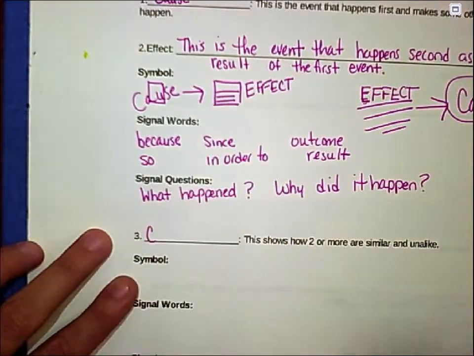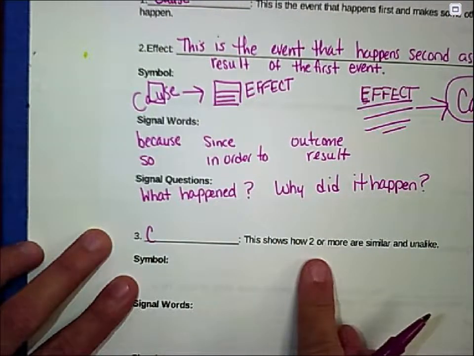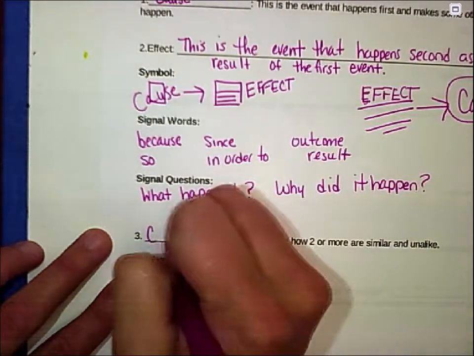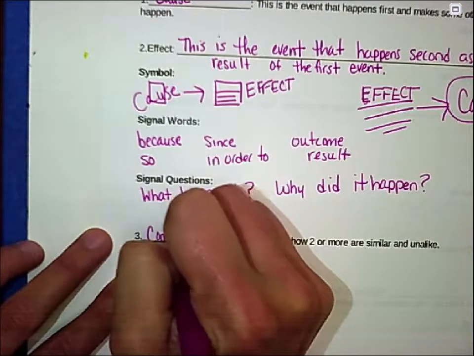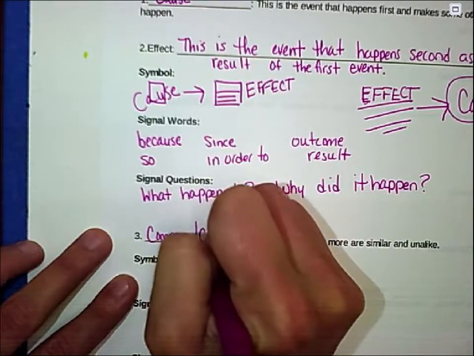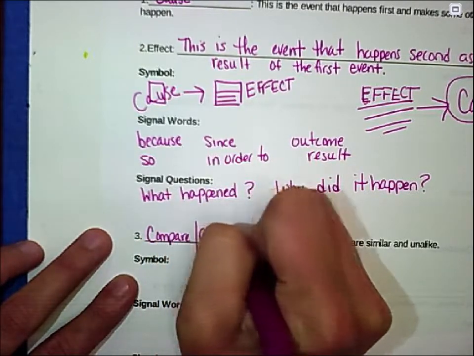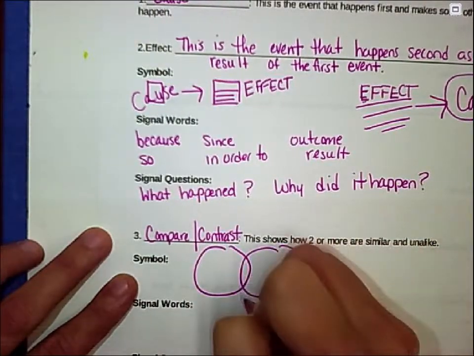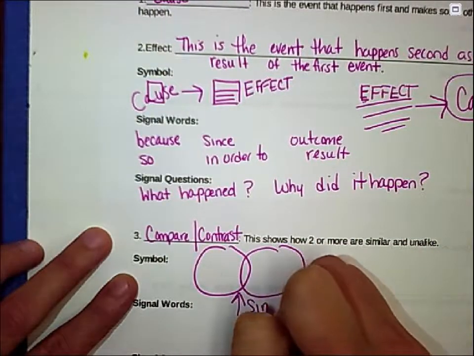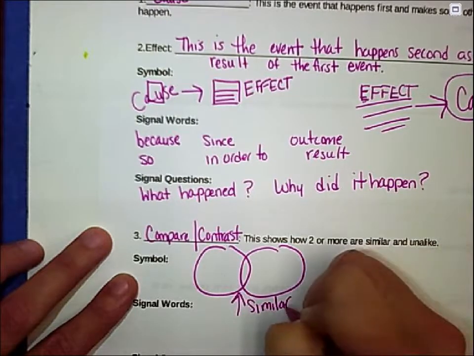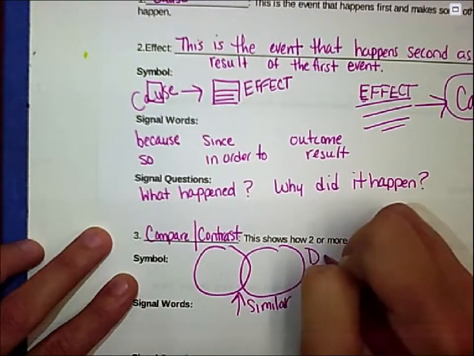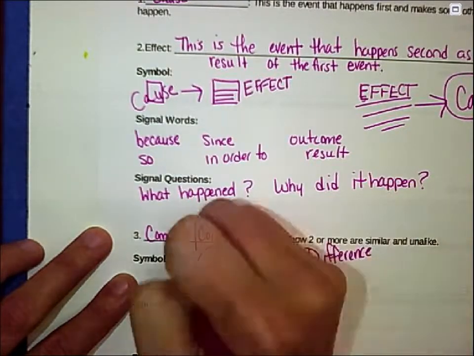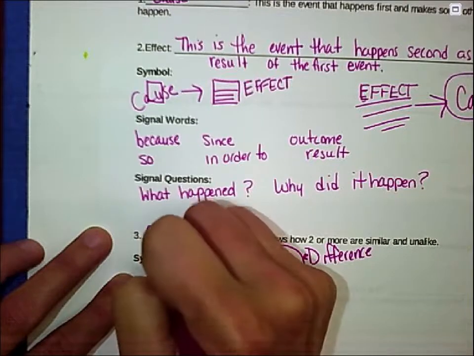And it says this shows how two or more are similar and unalike. So we're going to call that compare and contrast. This is probably the one we're the most familiar with. And you remember your Venn diagram where you have what's similar in the middle, and your difference here, and your difference here.